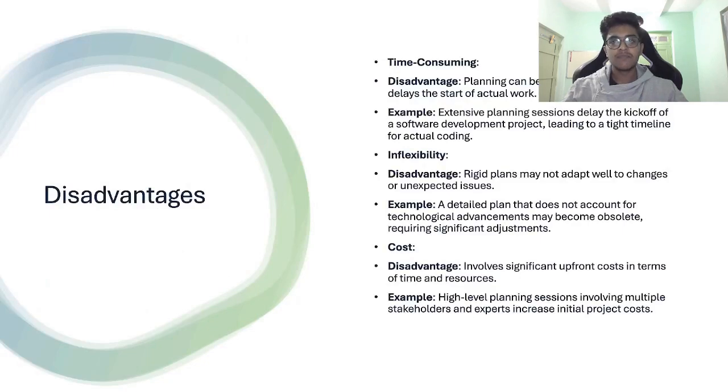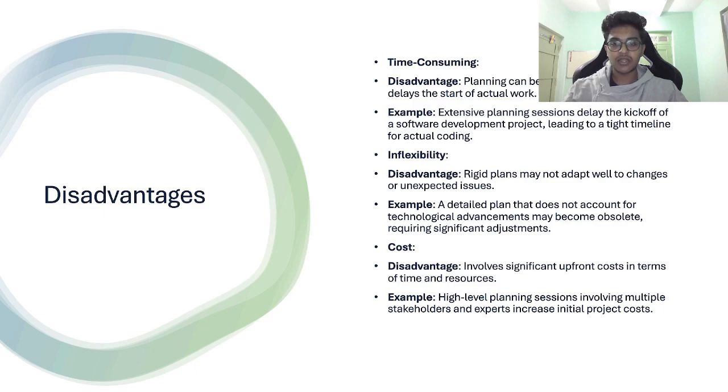So moving on, we have the disadvantages. First, it is time consuming. Planning can be a lengthy process that delays the start of actual work. Example: extensive planning sessions delay the kickoff of a software development project, leading to a tight timeline for actual coding. Next is inflexibility. The disadvantage here is that a rigid plan may not adapt well to changes or unexpected issues. Example: a detailed plan that does not account for technological advancements becomes obsolete, requiring significant adjustments.